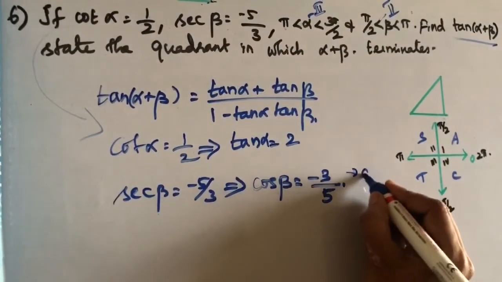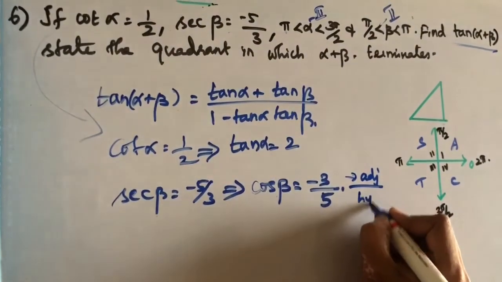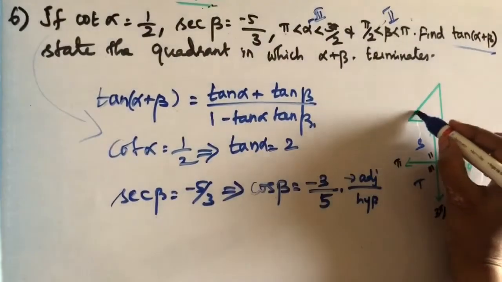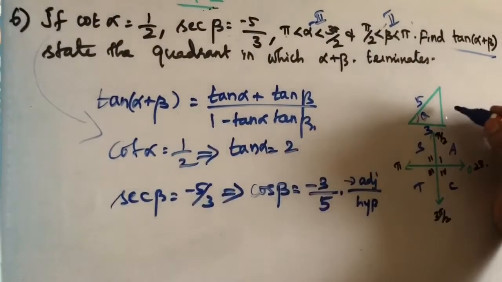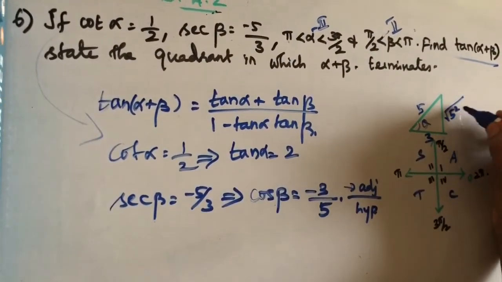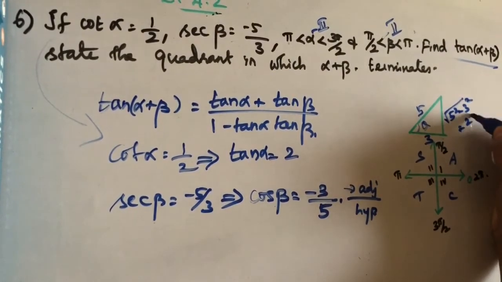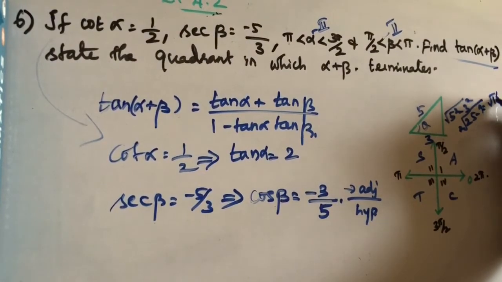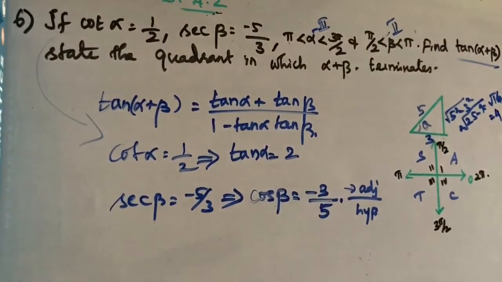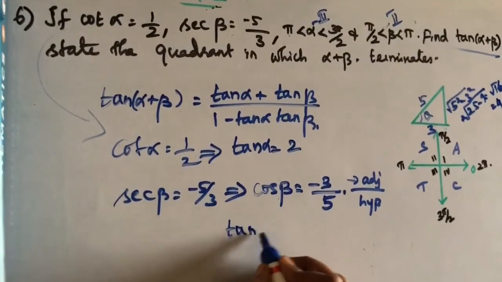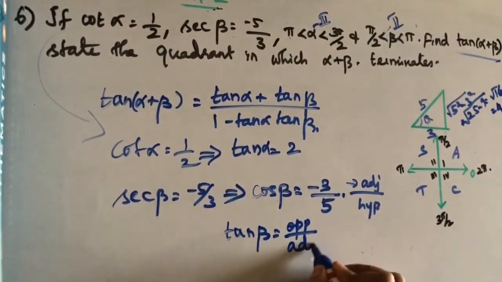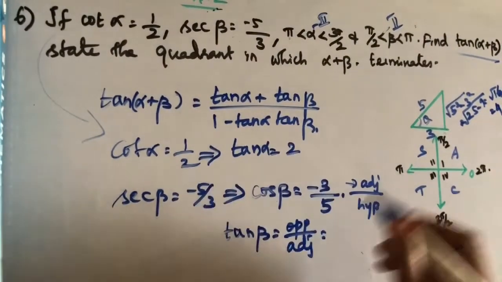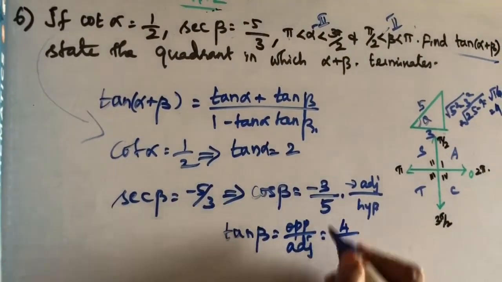Cos beta is adjacent by hypotenuse. So here it is theta, adjacent side 3, hypotenuse is 5. What is the opposite side? Square root of 5 square minus 3 square, that is equal to root of 25 minus 9, root 16, that is equal to 4. So tan beta you can write directly. Tan beta equals opposite by adjacent. Opposite is 4. Adjacent is 3.